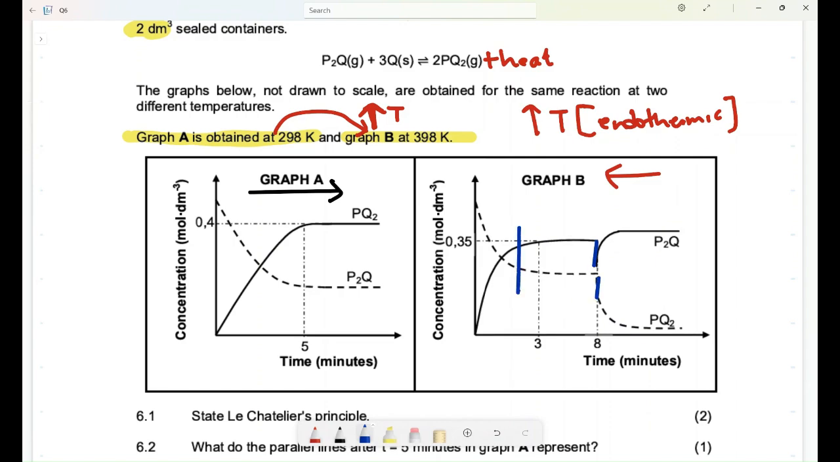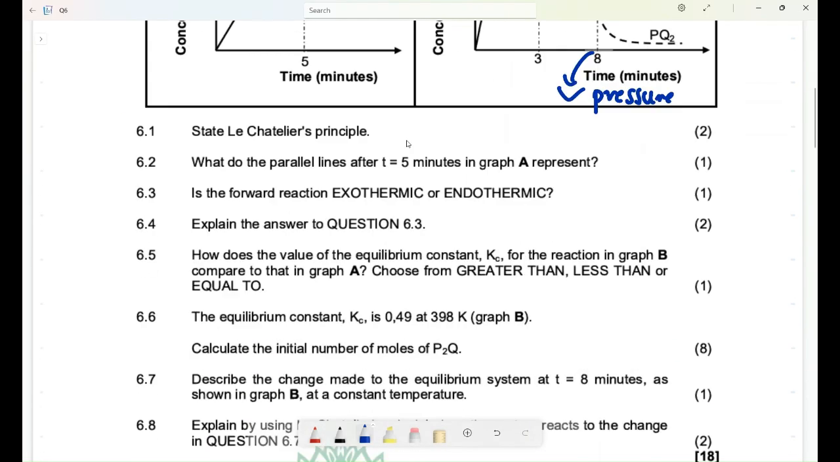If they increase at the same time, like that, it means the only factor that can affect it is pressure. When the pressure of the system is decreased, or you can talk of volume, it decreases everything. So the factor here is pressure. The only time you can have both of them decreasing or both of them spiking is pressure. Now I'm in a position to answer.